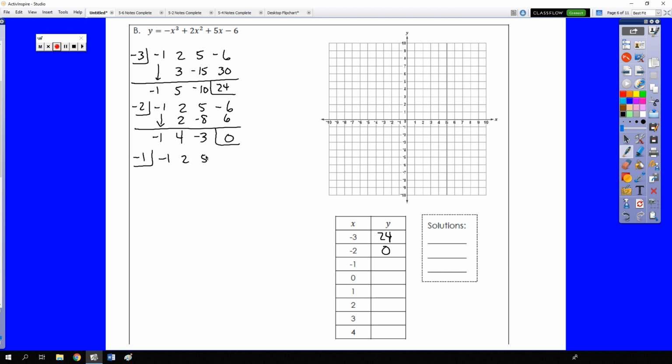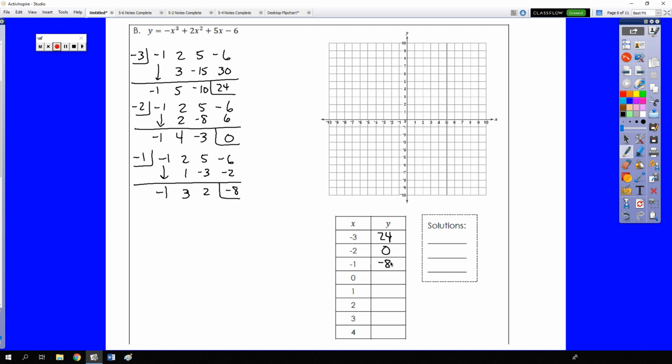Okay, again, this is the process. We run through the same synthetic division problem with each value in the x column. So bring that first number straight down. Multiply. Add down would be 3. Multiply. Add down would be 2. Multiply. Add down would be negative 8.